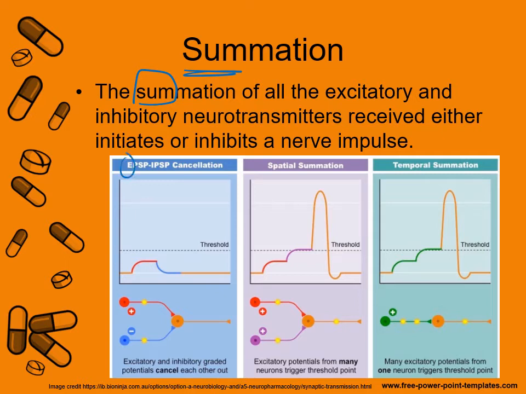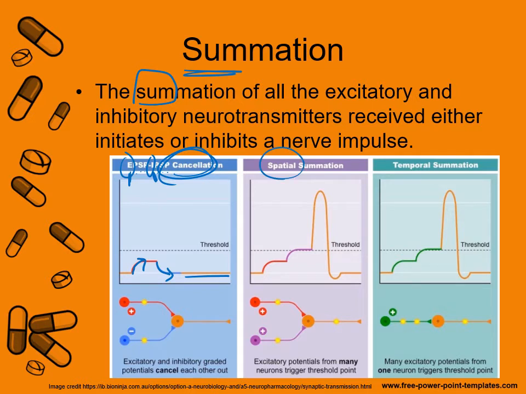We can have E's and I's. So E is excitatory. The other letters, P, S, P, stand for postsynaptic potential. So this is an excitatory neurotransmitter, and then an inhibitory neurotransmitter, inhibitory postsynaptic potential. If I have one guy that's like sodium in and the other guy's like chloride in, the positives and the negatives literally cancel each other out and nothing happens. We go back to resting potential. So excitatory and inhibitory neurotransmitters are going to cancel each other out.